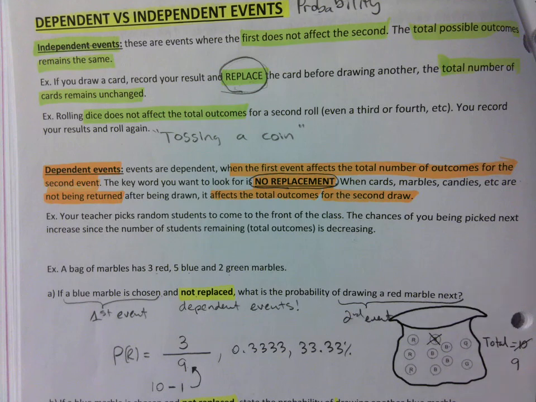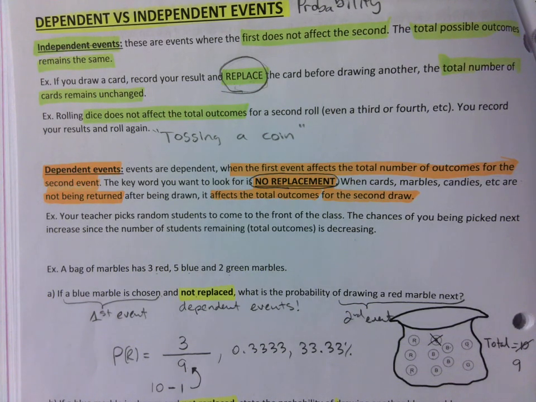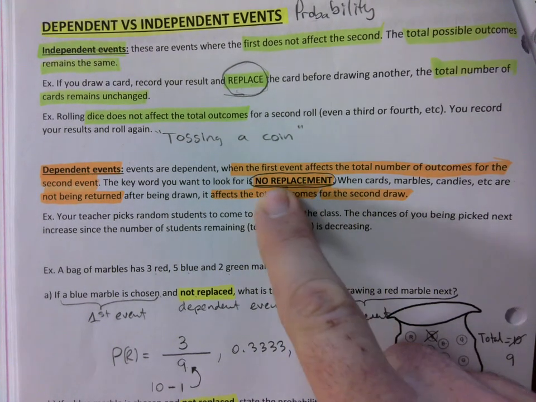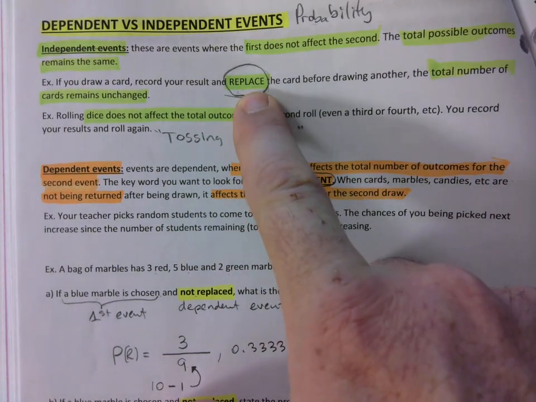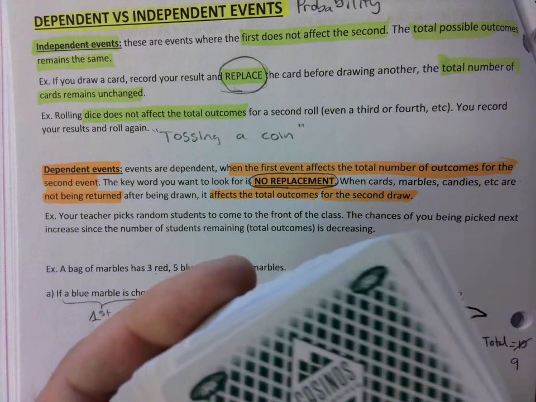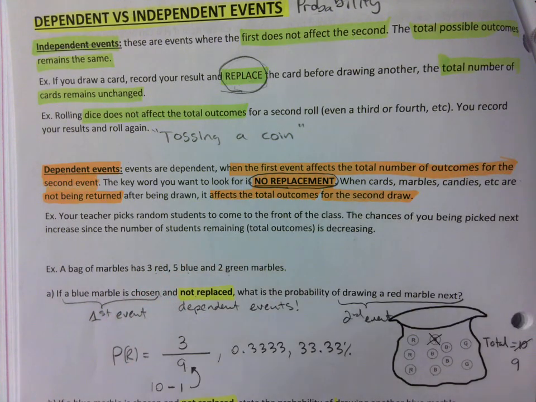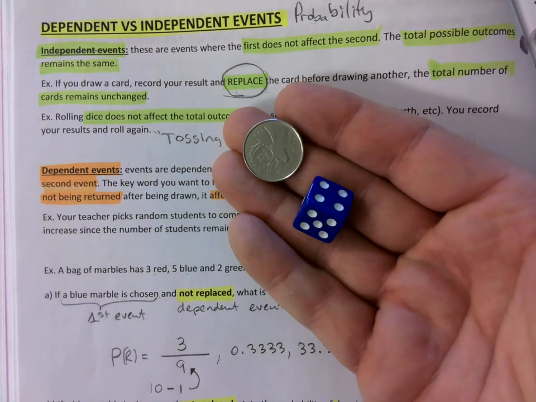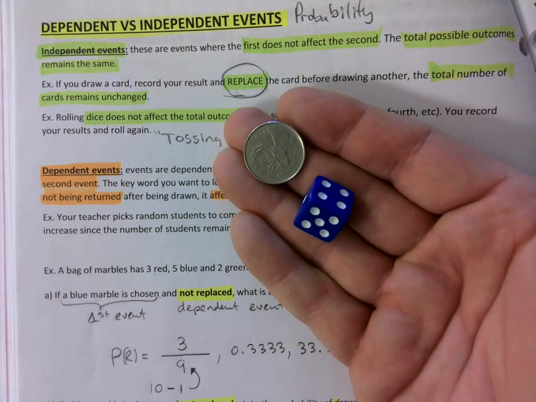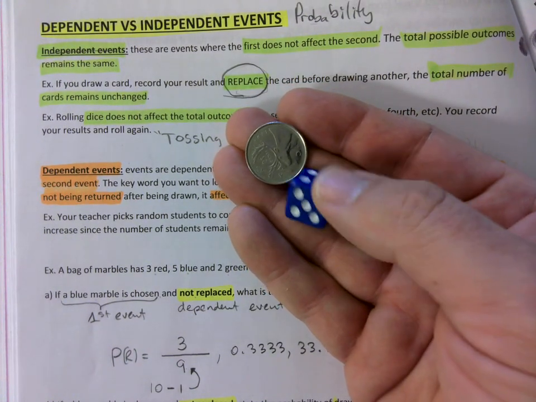Dependent event. The first one affected your second one. Just think about it. If you depend on someone or something, that affects you, right? Like whatever you do, if you're dependent on that thing, it affects you, right? And so the key word is no replacing or replacing if we're dealing with a deck of cards with marbles and so forth. Dice and coins, you can't alter the total outcomes. You can't remove anything here.